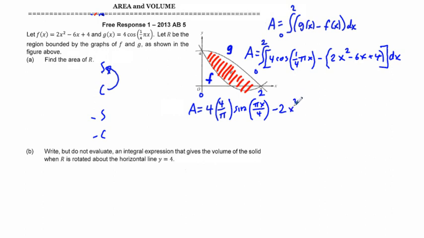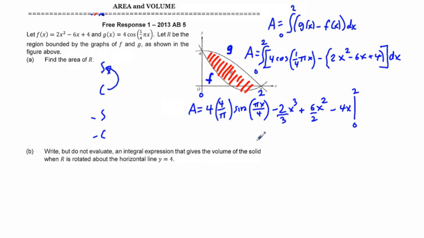And next, we're going to say minus 2, and the integral of x squared is x cubed, and we're going to divide by the power we raised to, bump up and divide, and then we have minus 6x, so we're going to have plus 6x squared over 2, and then we're going to have minus 4x, and we're going to evaluate all this between the limits of integration from 0 to 2.